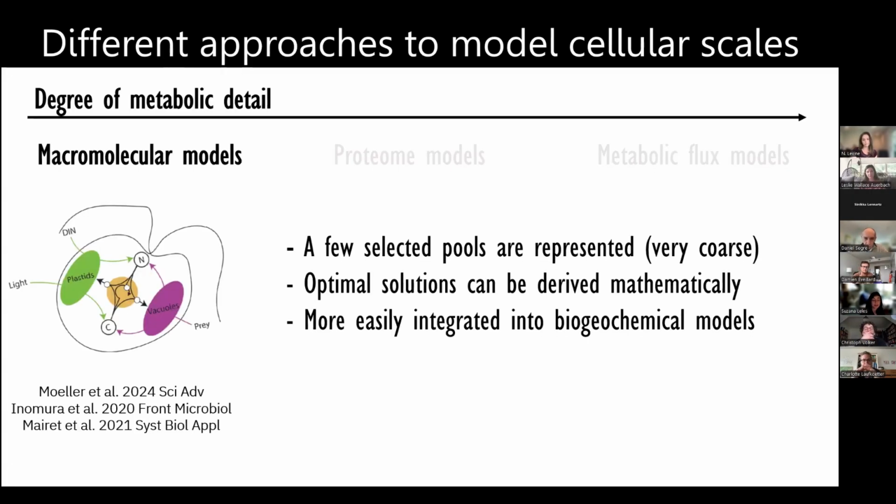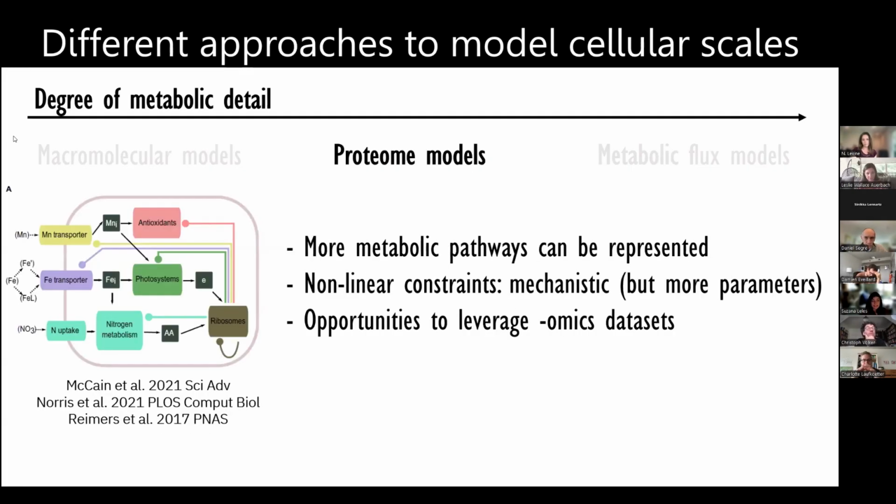So let's start with the macromolecular model. Here we have a model that represents a very small number of pools. So it's the most coarse version, let's say, but it has the advantage that optimal solutions can be derived mathematically. And this really makes these models more easily integrated into biogeochemical models. At an intermediate level of complexity, we have protein models in which we typically represent more metabolic pathways. We have nonlinear constraints. It's more mechanistic, but it also comes at the cost of more parameters. But the interesting feature is that there are many opportunities to leverage omics datasets with this type of model.